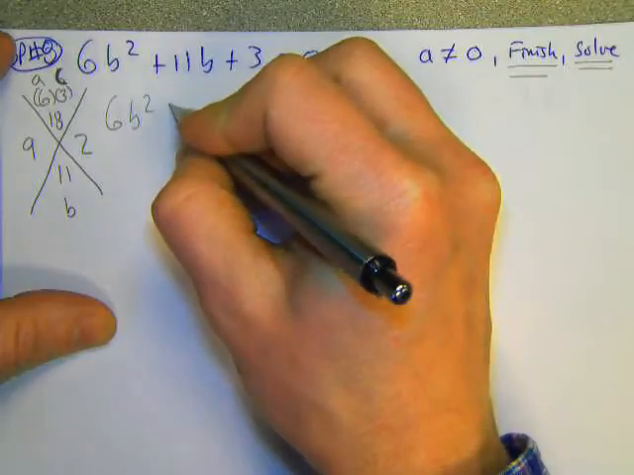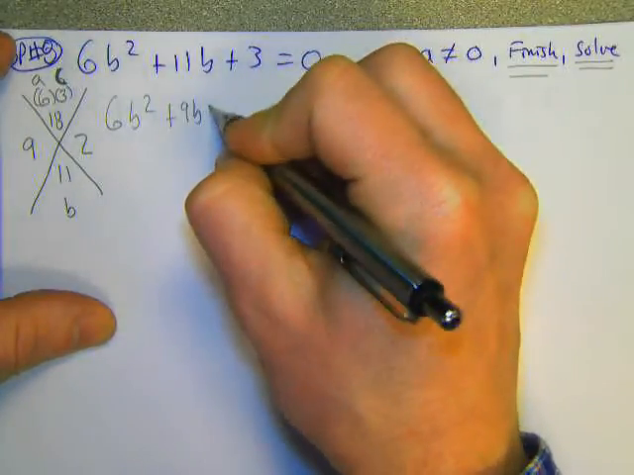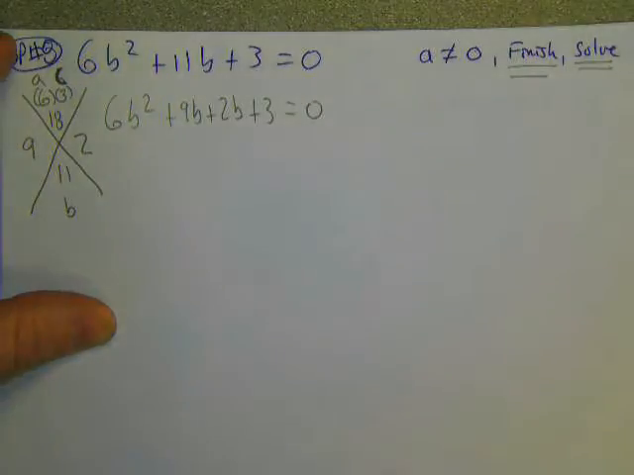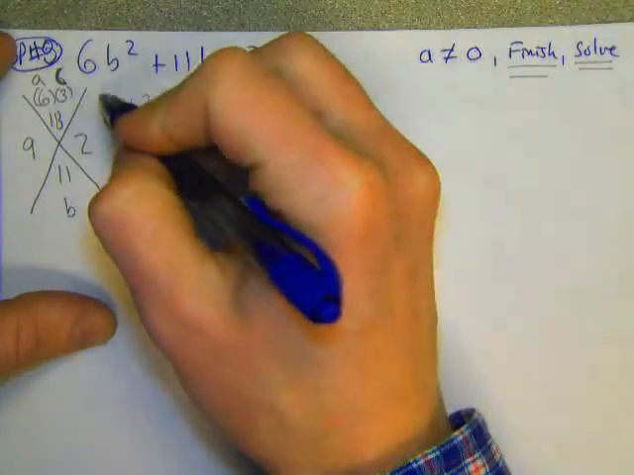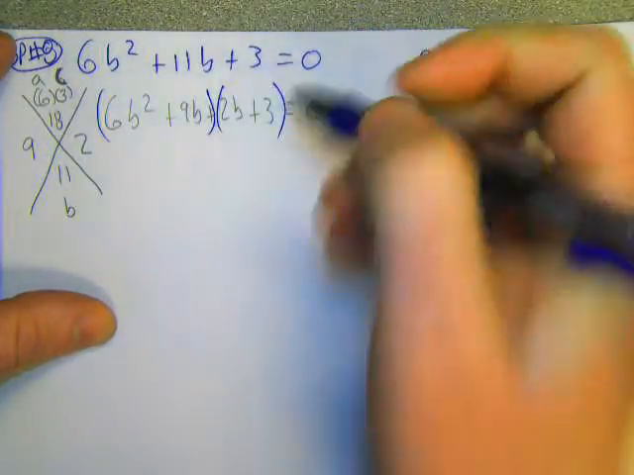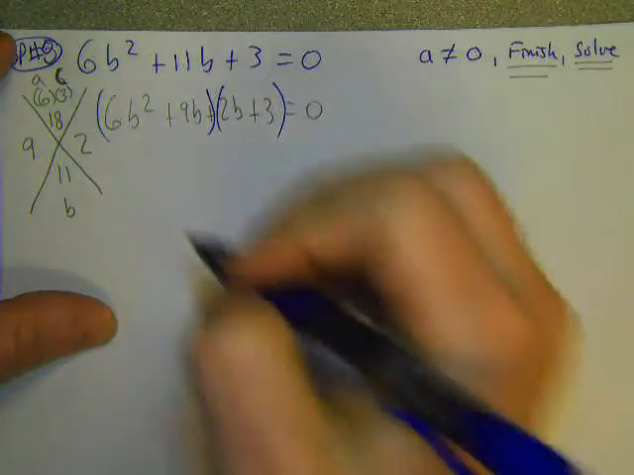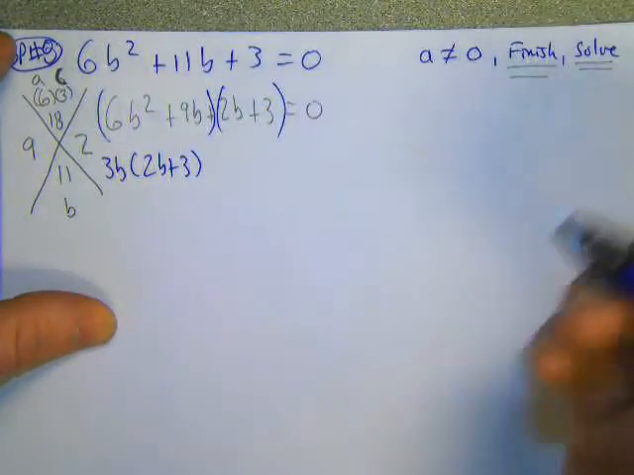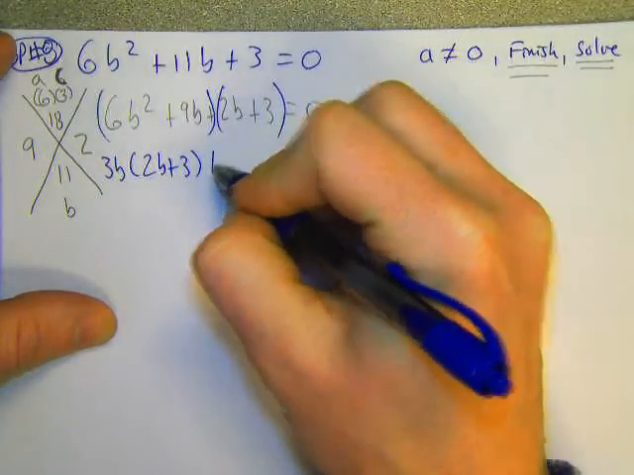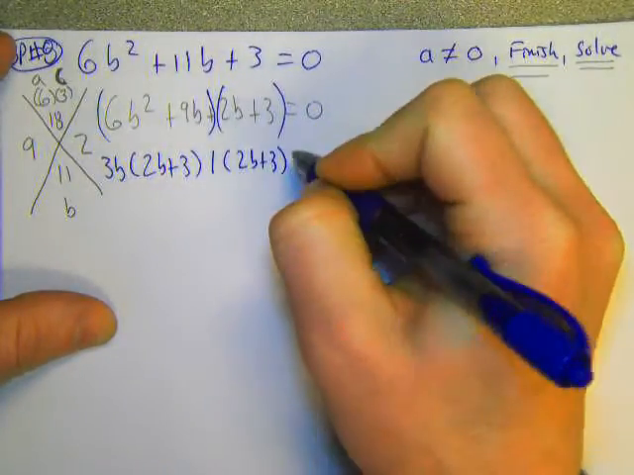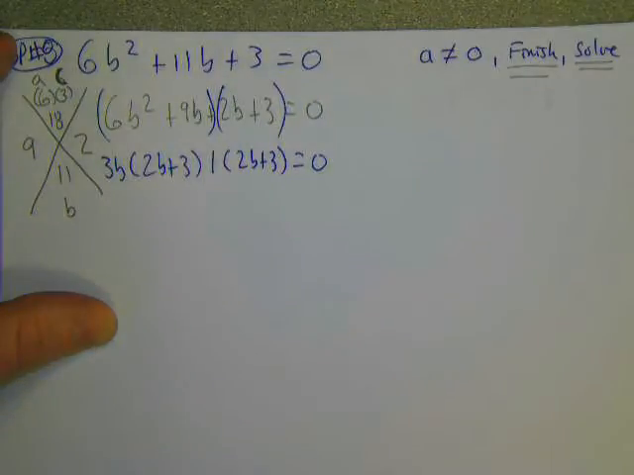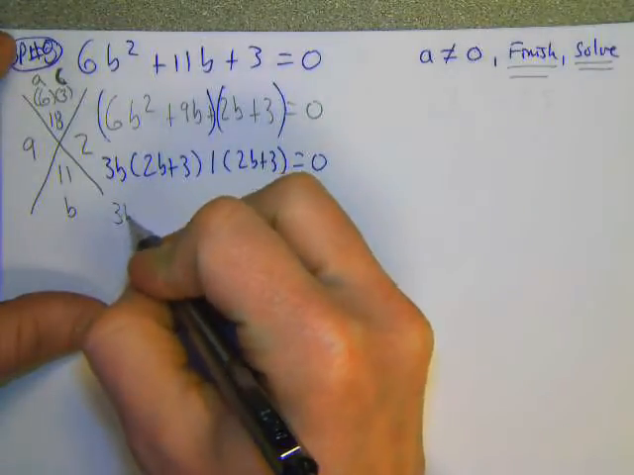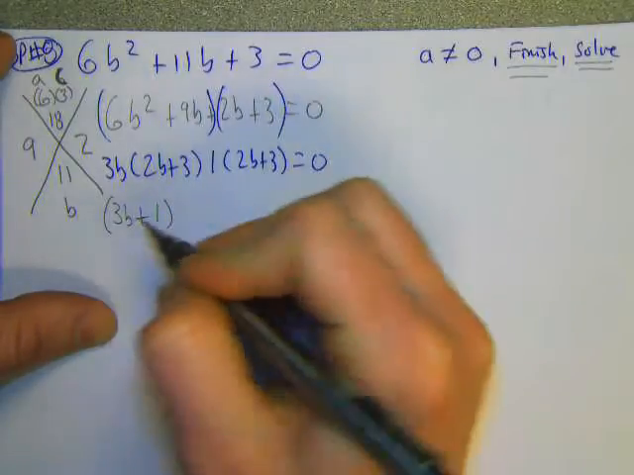6b squared plus 9b plus 2b plus 3 equals 0. I'm going to group now. When I do that, I pull out a 3b, and I'm left with 2b plus 3. And I am left with a 1 here. I am going to finish the grouping process by writing my quantities.